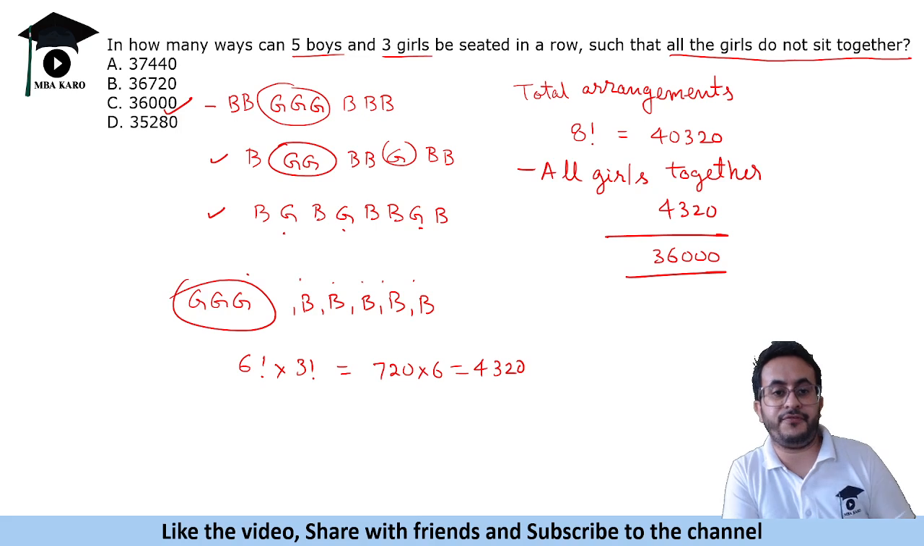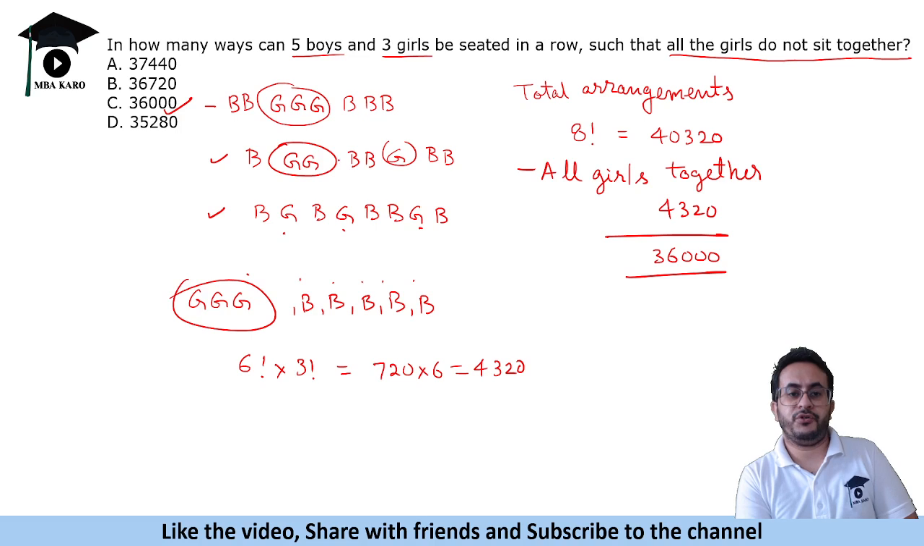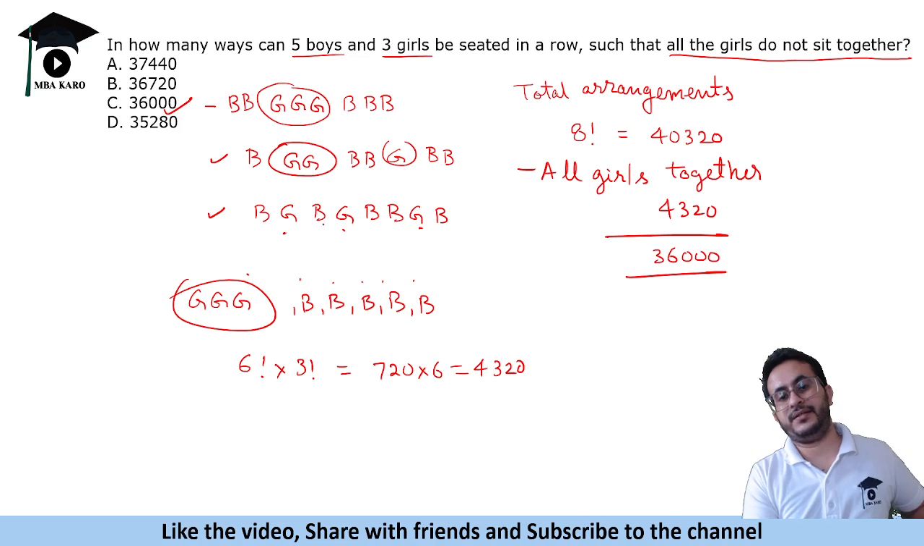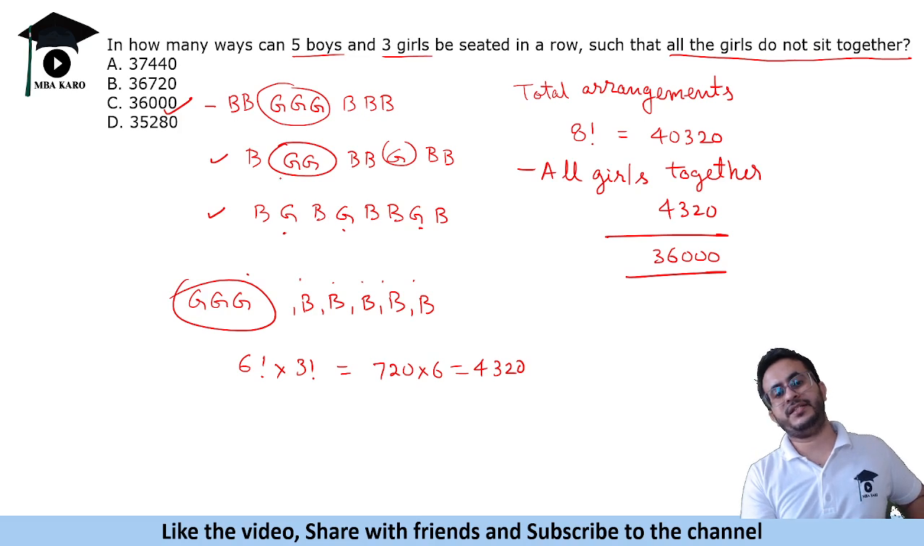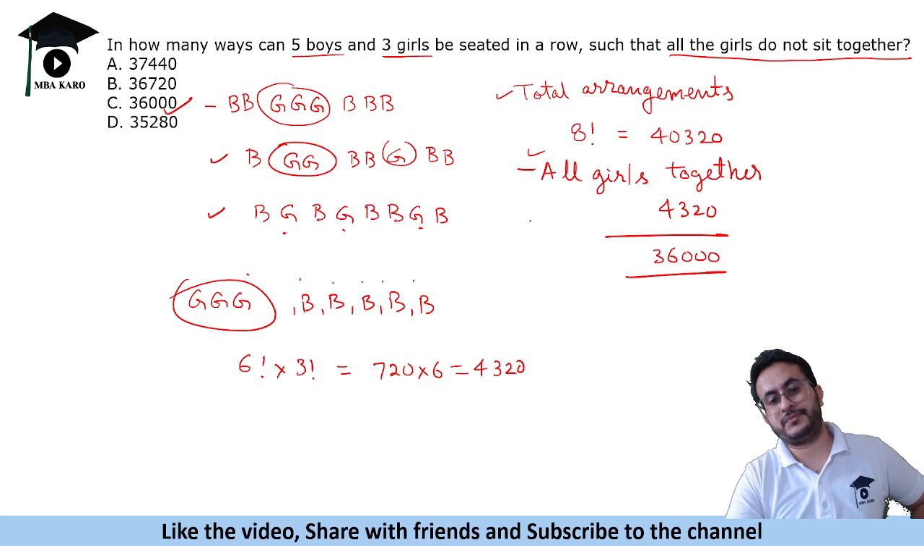Instead of adding these two cases, because that is a complicated case to make where we have to make different combinations, this is easy to make because we place the 5 boys first and then place girls in between. That one is difficult and this is also easy. So we will find the total arrangements and subtract all girls together from it.